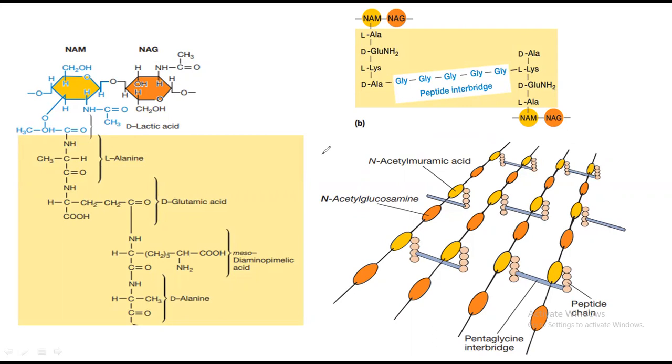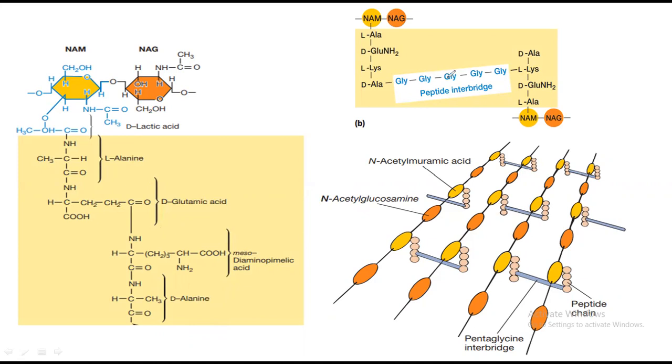I want to show this structure to you just because I want to show you the protein content in this peptidoglycan. If you look here, this is alanine, this is glutamic acid, this is D-alanine, and this is diaminopimelic acid. So these are all amino acids.